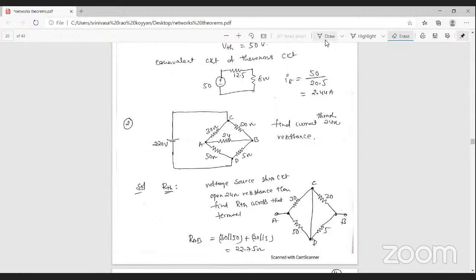First of all, in a bridge circuit, you can check whether the bridge is balanced or not. So bridge balance means the multiplication of opposite impedances is equal to the multiplication of the other opposite impedances. That is 30 into 5, that is 150, and 50 into 200, that is 1000. So these are not equal. That's why here the bridge is unbalanced.